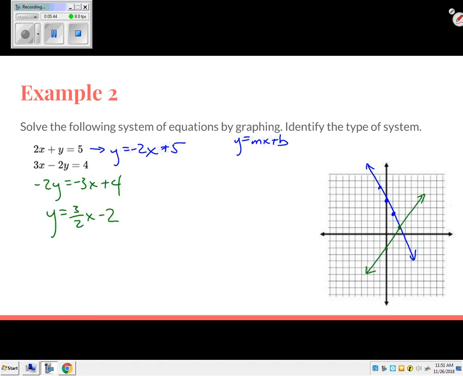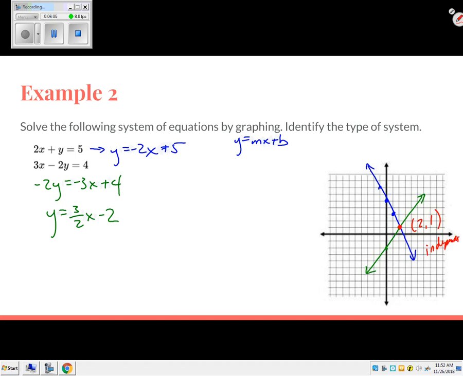Okay, hopefully you ended up with a line right here. If not, pause the video again and see how I got here. If you did get this line, then I am super interested in this point right here, where they cross. They cross at the point (2, 1), which is my answer. Since they only cross one time, we call this independent.